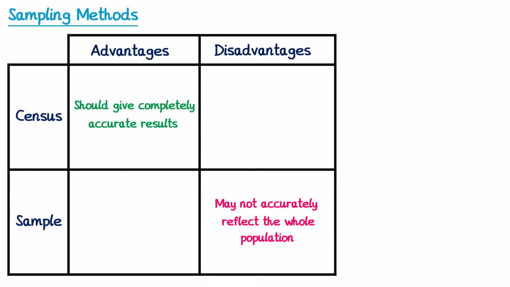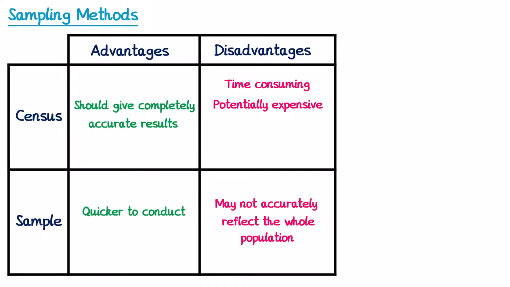In terms of the disadvantages of a census, well, firstly, it takes a very long time in comparison to a sample, since every member of the population needs to be observed or measured. It could also be expensive depending on what's being sampled, and because of the sheer amount of data that might need to be processed afterwards. A sample, on the other hand, should be quicker to conduct and cheaper as well. Another problem with a census is that it's not always possible or practical depending on what's being investigated.